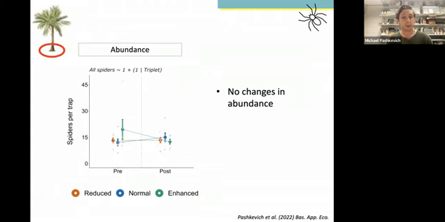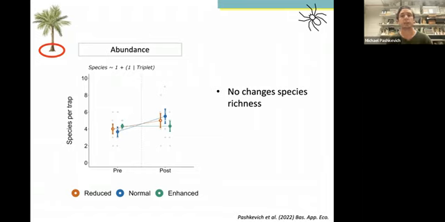So we also looked at spiders on the ground, and what we found, though, was the same effect. So there were no changes in the abundance of these spiders or changes in their species richness. And what this indicates is that these spiders are incredibly robust to changes in understory vegetation management.